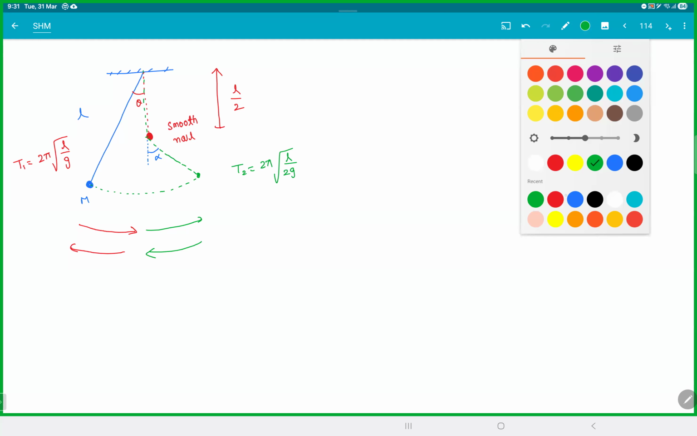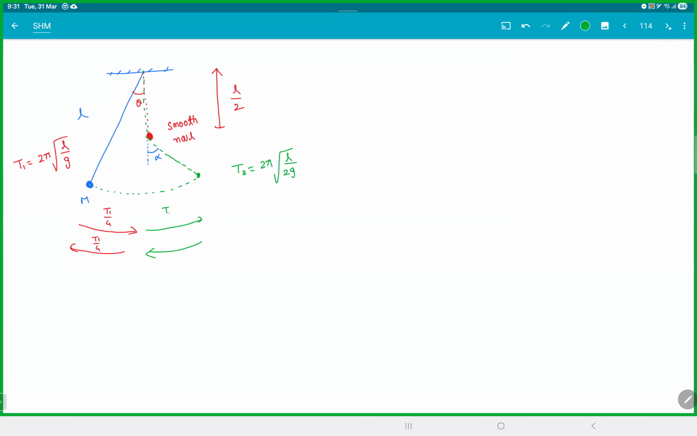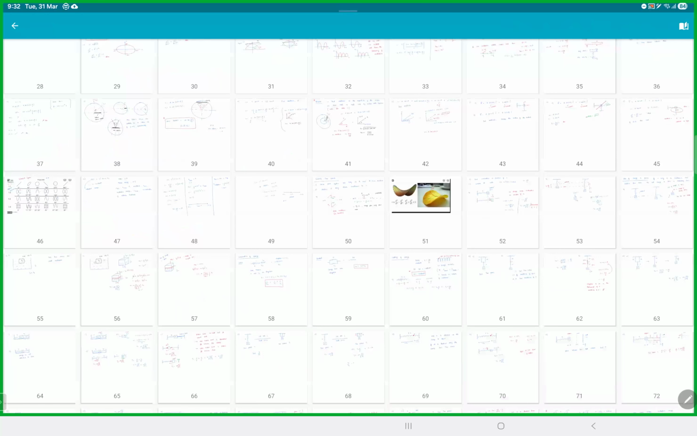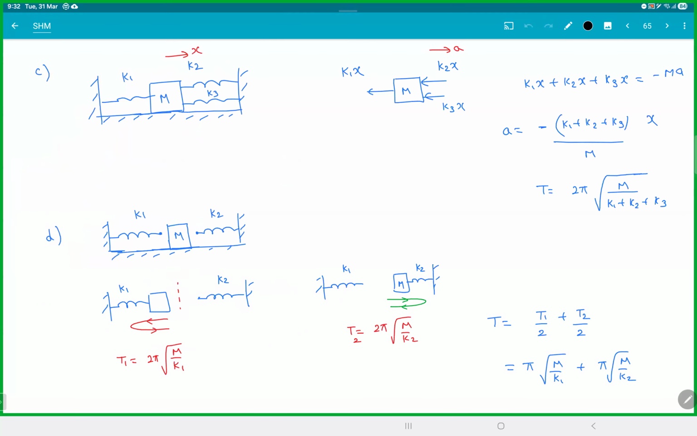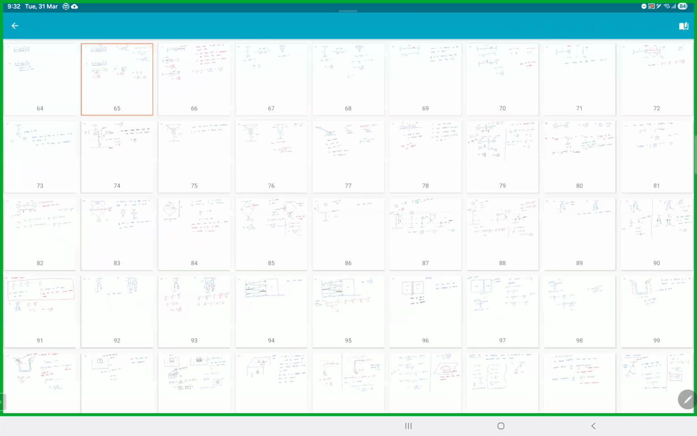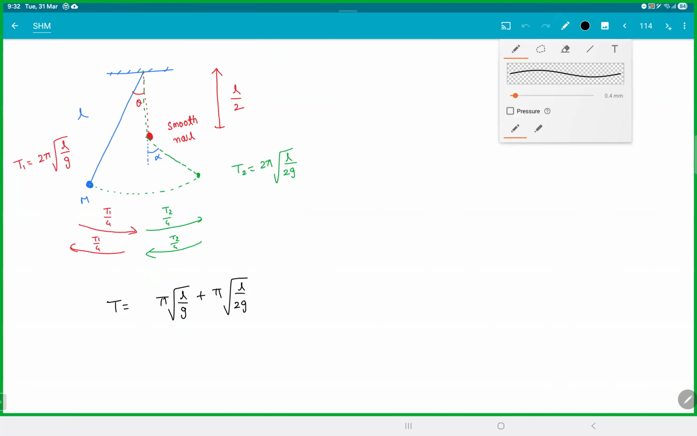So you will travel here T1 by 4, T1 by 4, and while coming back, you will travel T2 by 4 and T2 by 4. That's it. Therefore, the time period will be pi root L by g, half of this and half of that. We have done this in spring questions, isn't it? You know, this question is like what? ये question याद है? Springs are not attached. It is that exact same question. Instead of springs, you have two pendulums. You do half of that oscillation and half of this oscillation, right? And how do you find alpha?